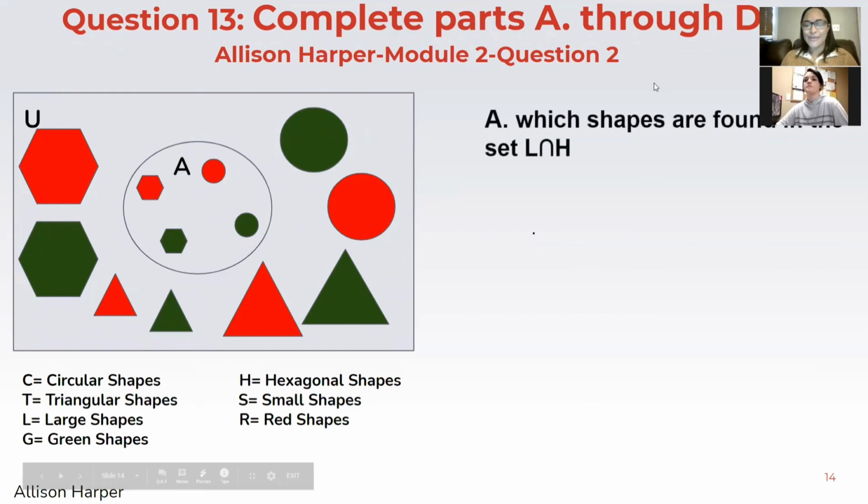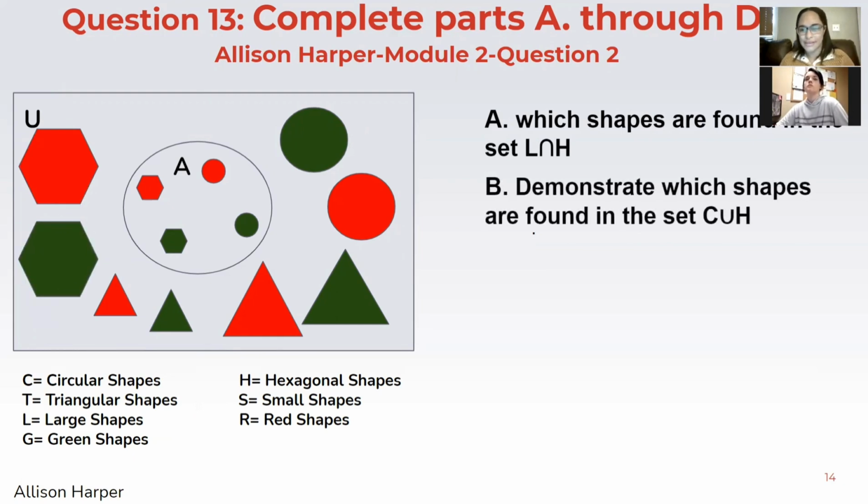Let's try this again. So we're looking for our large hexagonal shapes here. So the big red hexagon and the big green hexagon. Okay, so for B, it says demonstrate which shapes are found in the set C union H. So here we are looking for circular shapes and hexagonal shapes. So the big green circle, the big red circle, the small red circle, small green circle, small red hexagon, small green hexagon, big red hexagon, and big green hexagon.